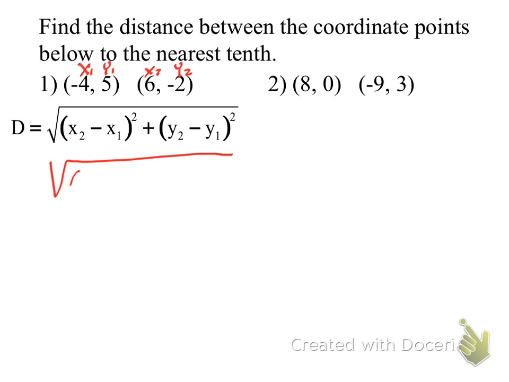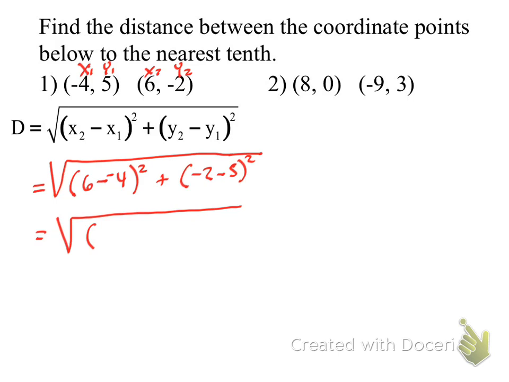So what am I substituting inside for your x's? Negative what? 6 minus negative 4, and we're squaring it, plus negative 2 minus 5 squared. No matter what, because it's squared, I don't need to keep writing d on that side. It's assumed. So the square root of what?